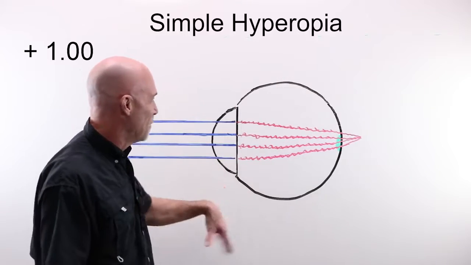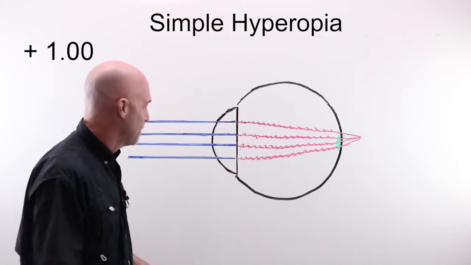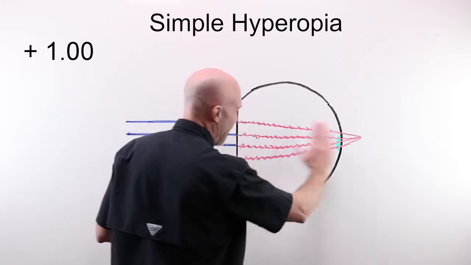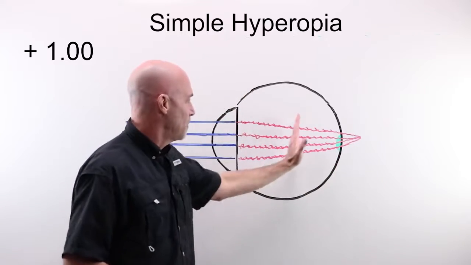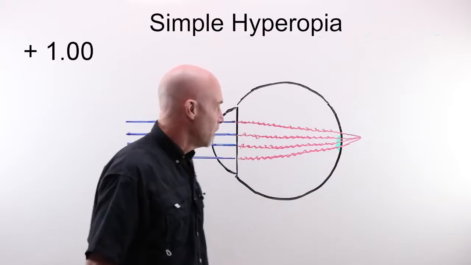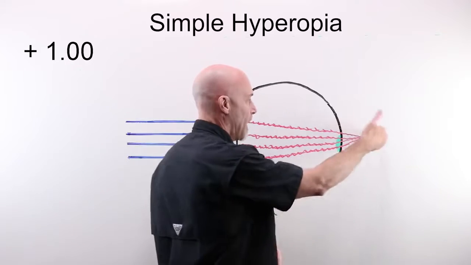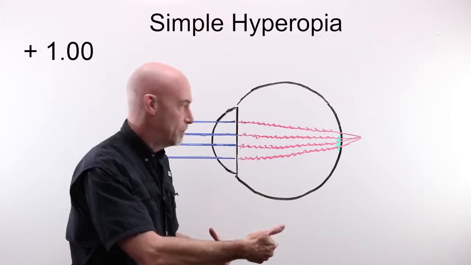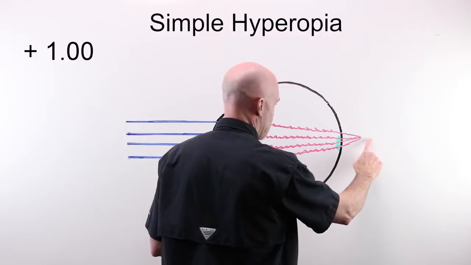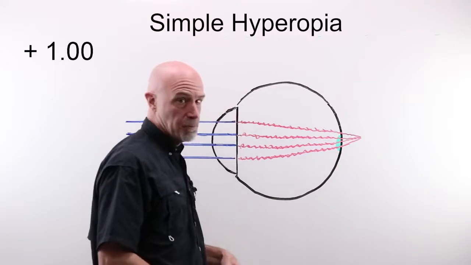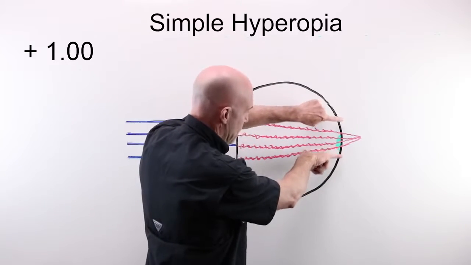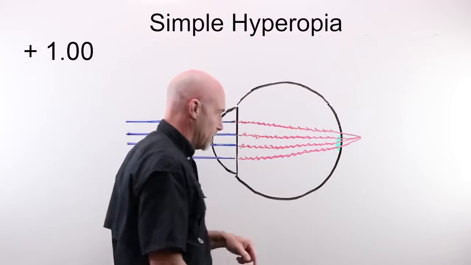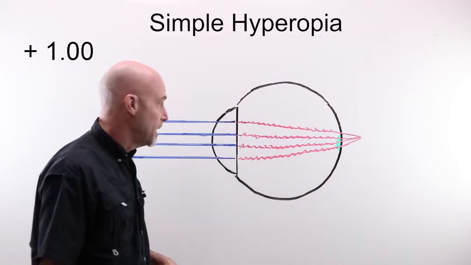Next would be simple hyperopia. Same eyeball, same cornea, same shape, same rays of light coming in, hitting the cornea, passing through the eye, and instead of falling short, they are falling on an imaginary place beyond where we want them. We want them here. They're trying to hit out here someplace. Obviously putting them not where we want them, but to the side of where they actually need to be.